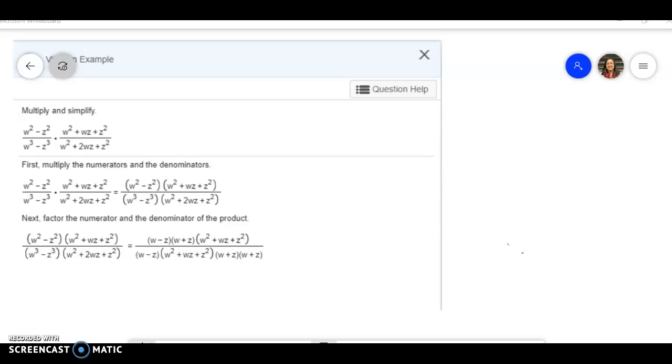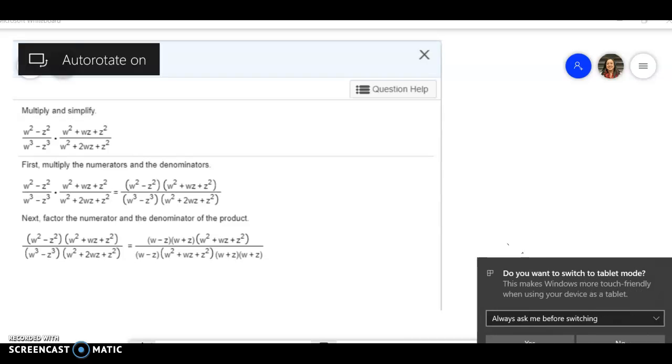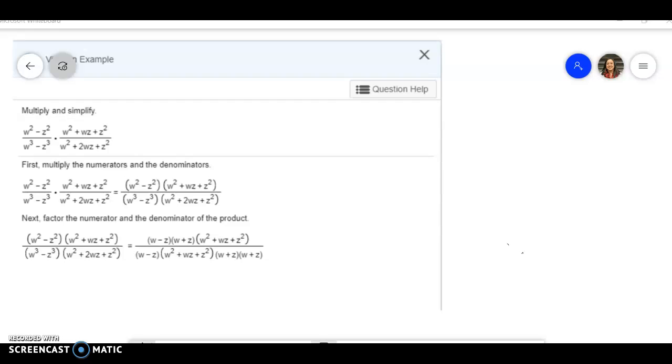Hey guys, I had a student send me this particular question. I am not sure which homework assignment this question was in. I'm assuming this was in our just-in-time review section, where we just kind of review different objectives before we actually begin chapter one.